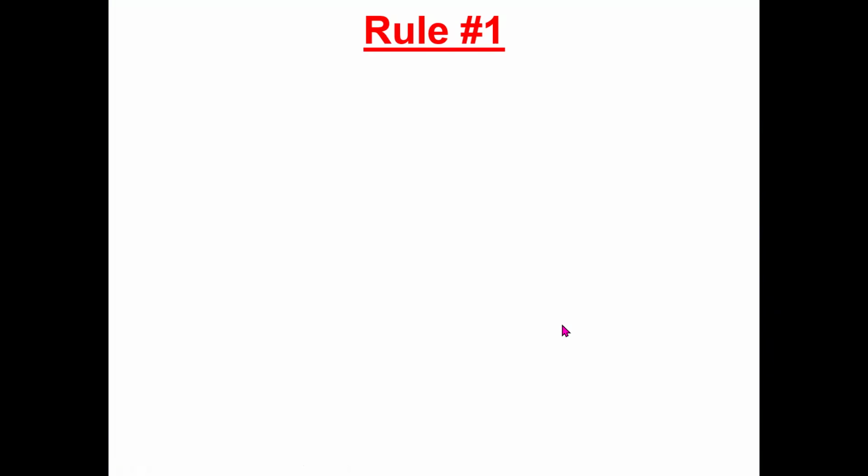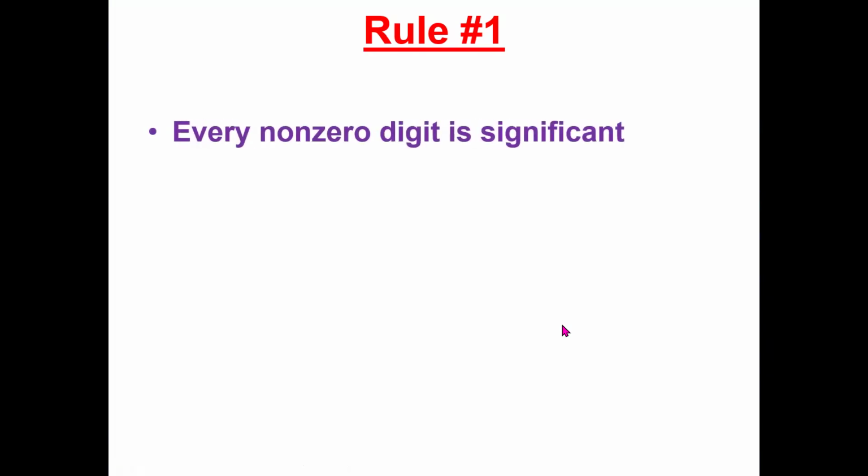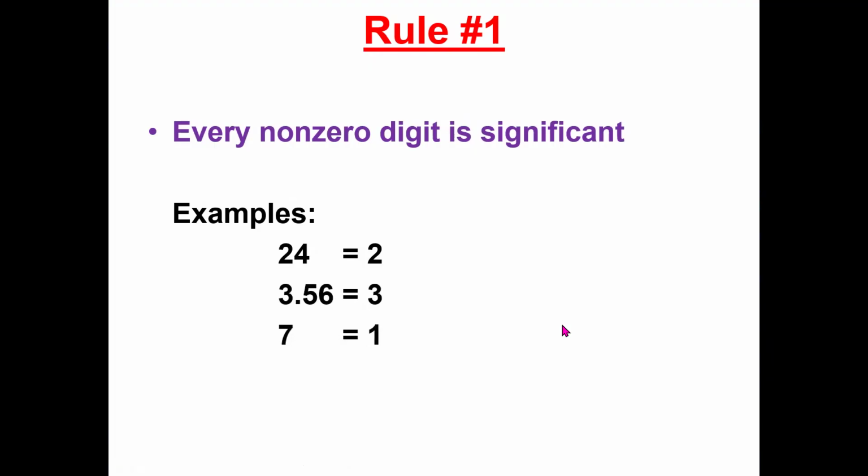I'm putting my first rule here. The first rule says that every non-zero digit is significant. For example, when I say 24, I have two significant figures. When I say 3.56, I have three significant figures. When I simply write 7, I have only one significant figure.